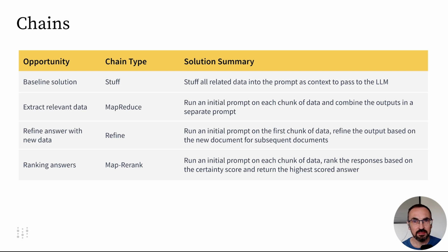In the refine chain, we run an initial prompt on the first chunk of data and then refine it by adding new chunks in consecutive LLM requests. In the map re-rank chain, we run an initial prompt on each chunk of data, and then we rank the responses based on a certainty score and return the highest scored answer. These chains can lead to better results, but they also increase costs and latency. And we need to balance user wait time, costs, and additional value from these advanced chains.